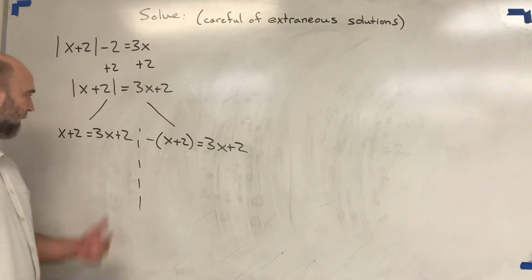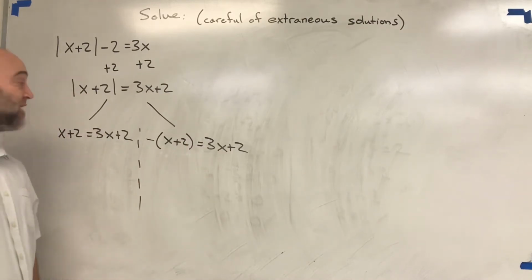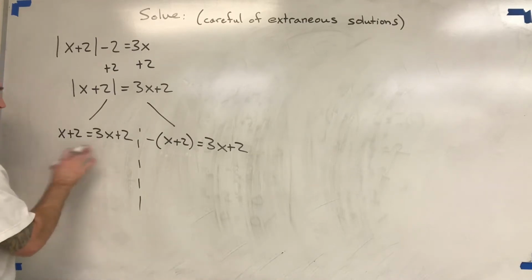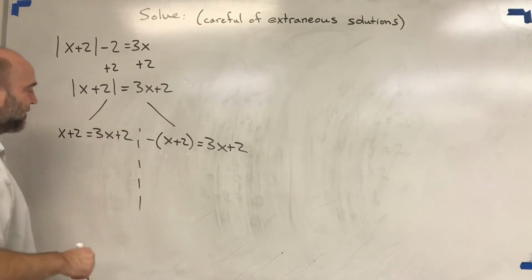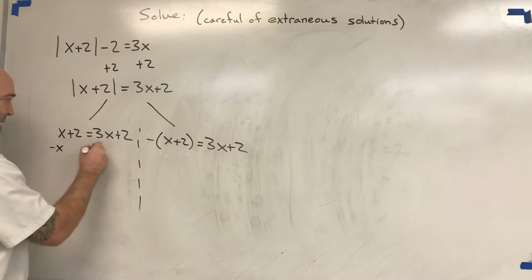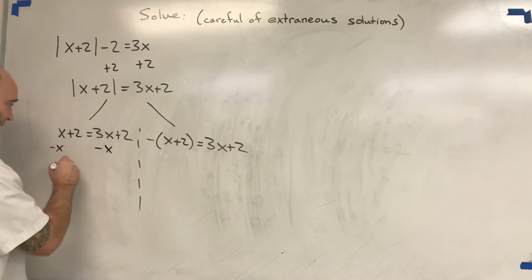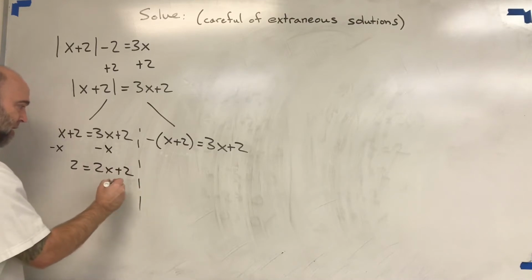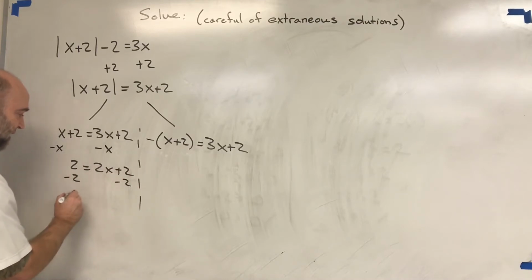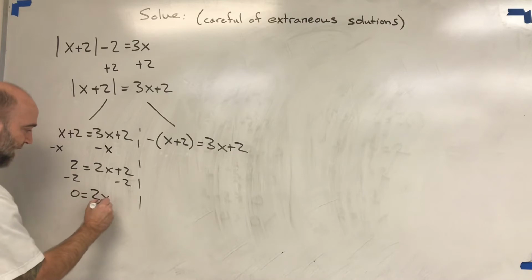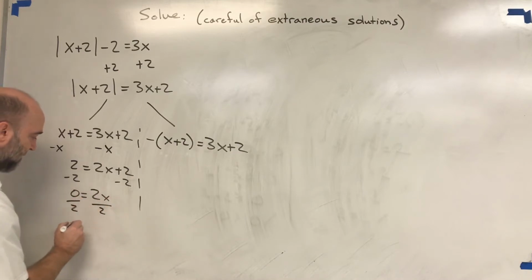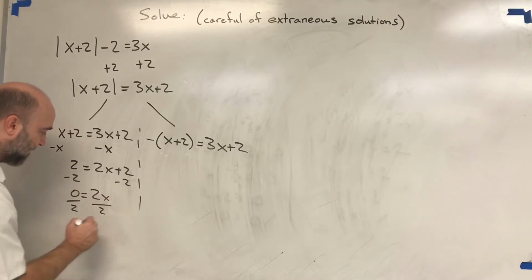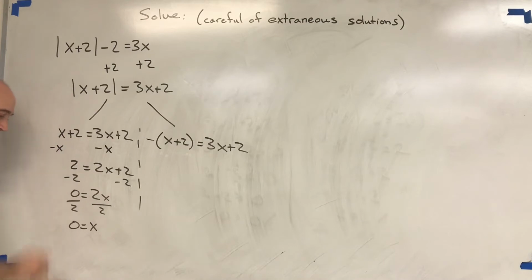So everything looks okay right now. We'll go ahead and solve for x here. Get all your x's to one side, everything else to the other side. So minus x, and I get 2 equals 2x plus 2, minus 2, that's a 0, equals 2x. Divide by 2, 0 equals x. It is okay to have 0 on the top, so keep reminding yourself about that.